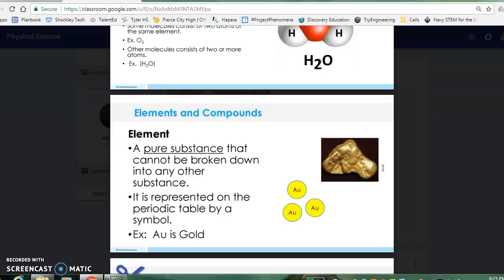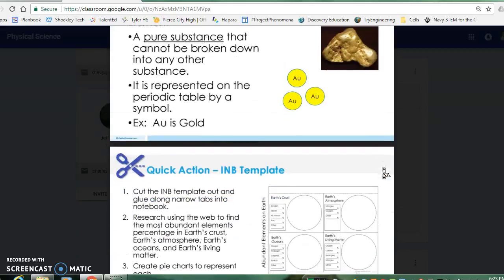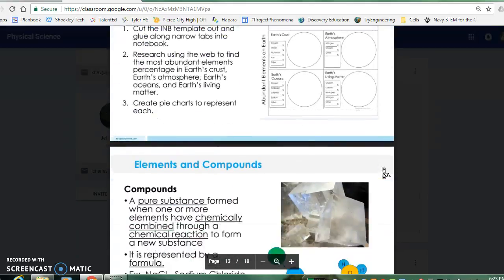Now you'll notice with the two-letter chemical symbols, there's always going to be one that's capitalized, typically the first one. If you only see one capital letter, that represents an element. When you see two or more capital letters, then you're going to be looking at something called a compound.